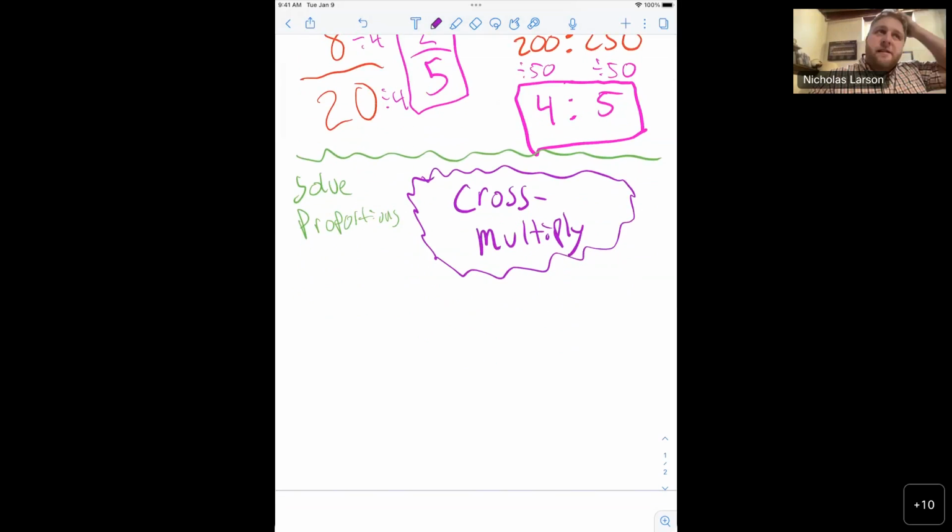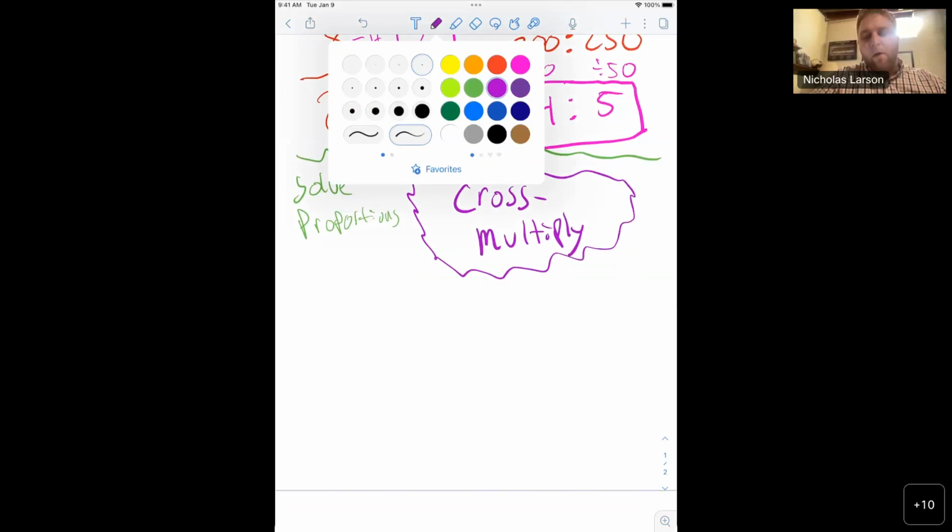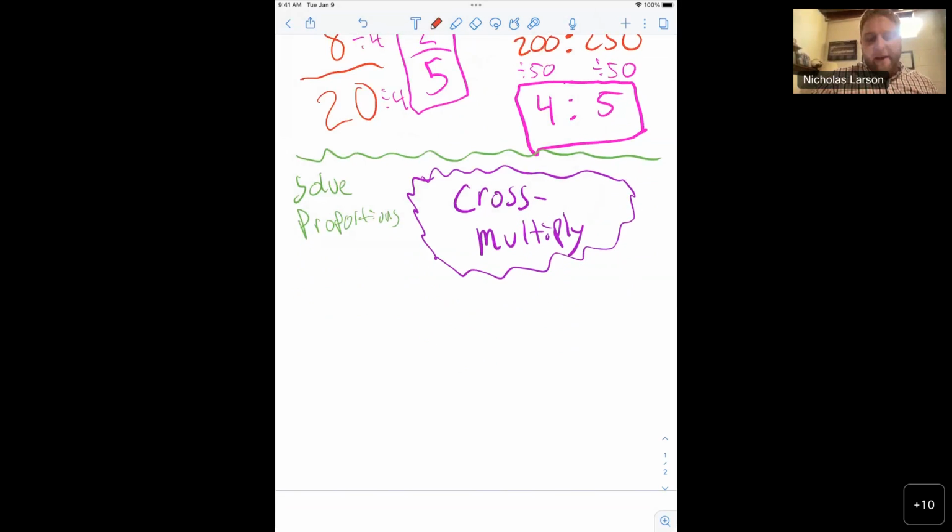So your question may come as a word problem. Your question may come already with the proportion given. But however it's given, you've got to try to set something up so that something equals something. That's going to be your goal. And then again, our top is called our numerator. The bottom is called the denominator.